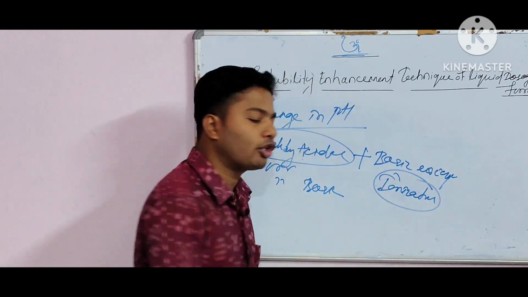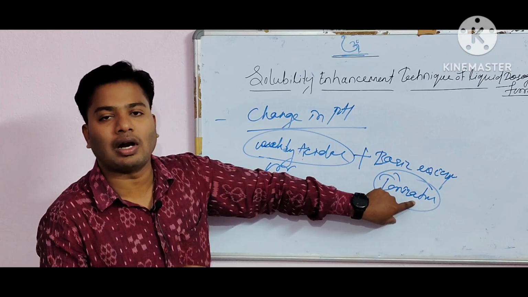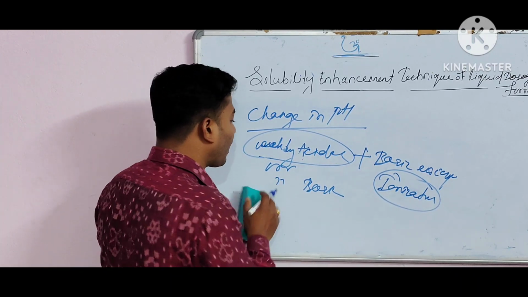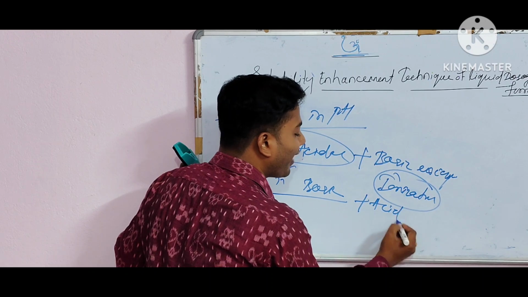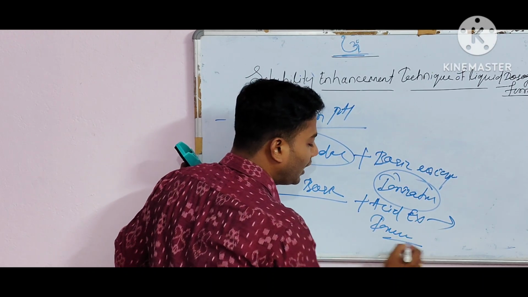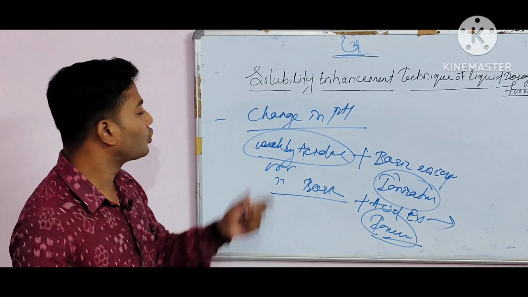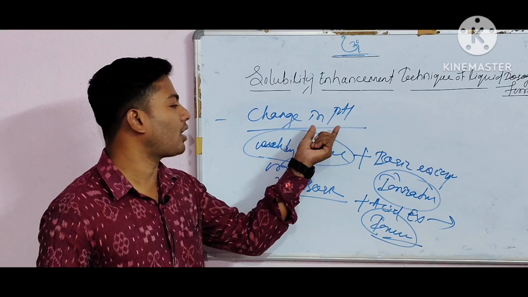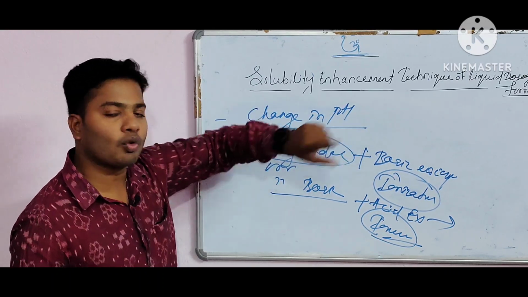If the drug converts into the ionized form, that ionized form is highly soluble in water. If the drug is weakly basic, then you have to add some acidic excipients, and then it converts into the ionized form. Clear? And that ionized form is highly soluble in water. So when you change the pH inside the medium, what will happen?